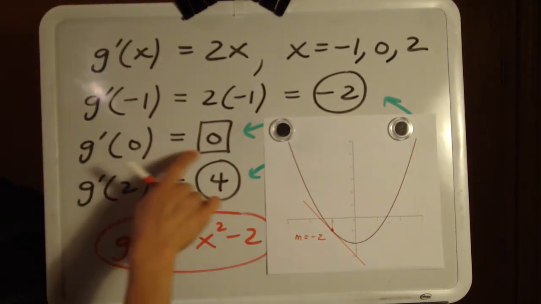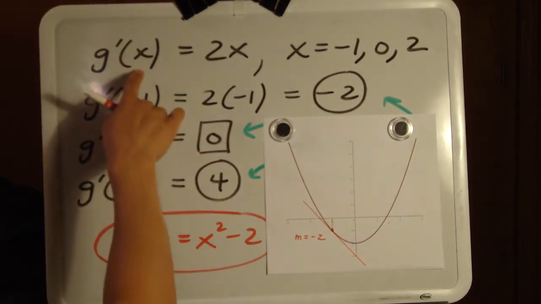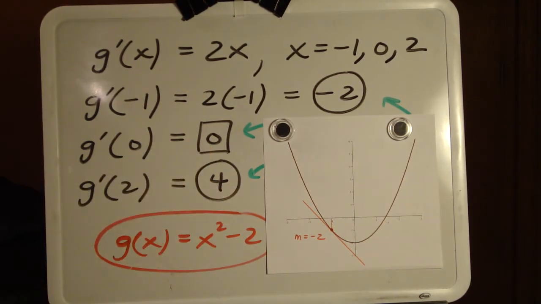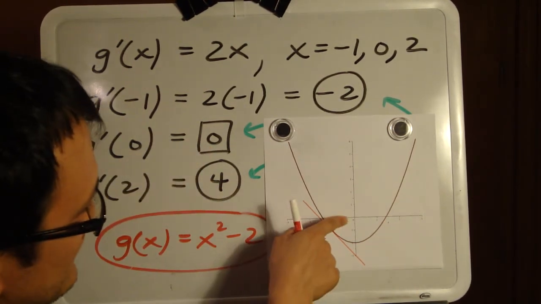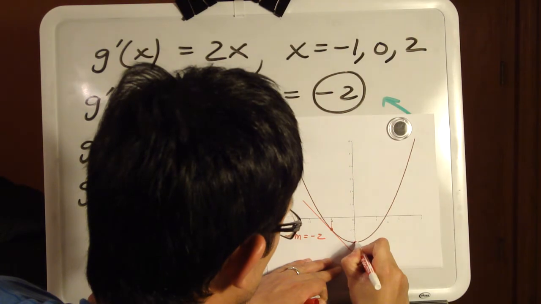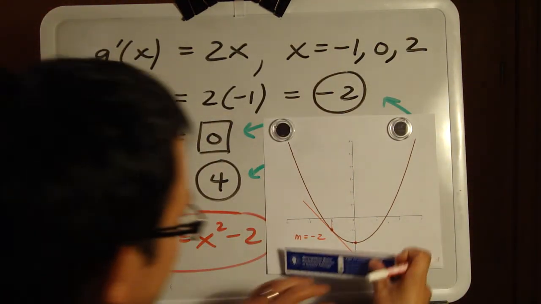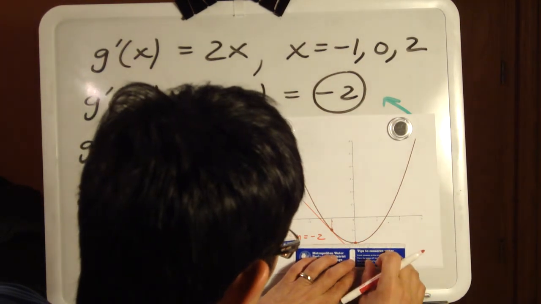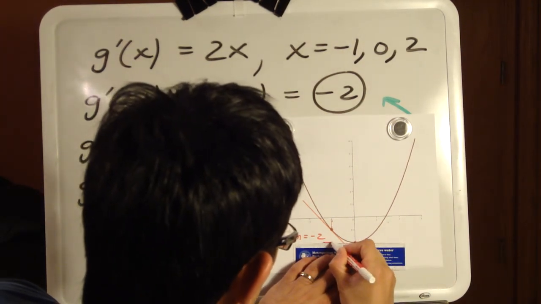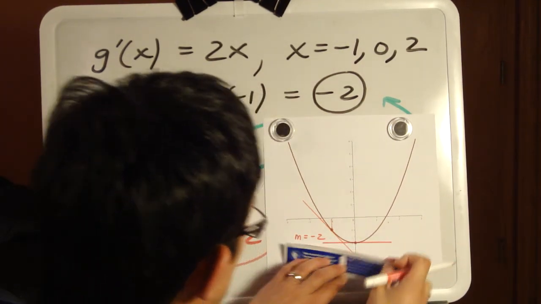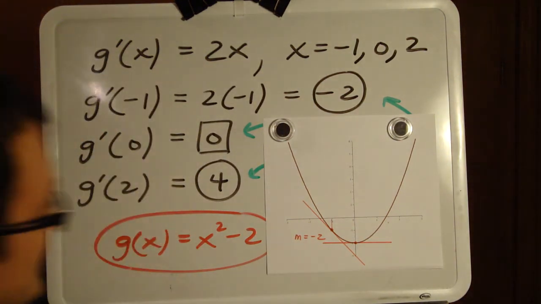Okay, so this one here, also very believable. So when x is equal to 0, the slope of the tangent line is 0. So notice when x is 0, we're down here at -2, and the tangent line looks perfectly horizontal. So you can see right there, m is equal to 0.